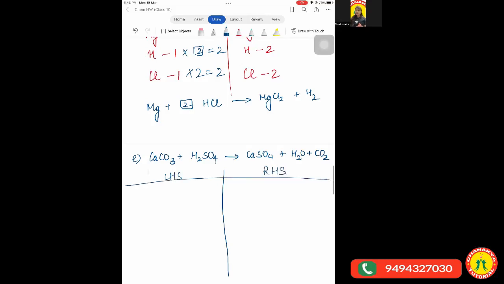So let us start, Dhriti. Tell me about the LHS. Ma'am, Ca is 1. Correct. C is also 1. Correct. And so is S. S is also 1. Okay. O is 7. Okay.